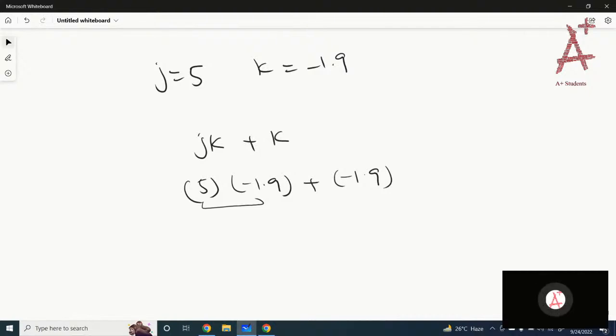So 1.9 times 5 is negative 9.5, plus negative 1.9. You are adding two negative numbers. So you have to add them and you have to put a negative sign. So it is negative 11.4. Got it?